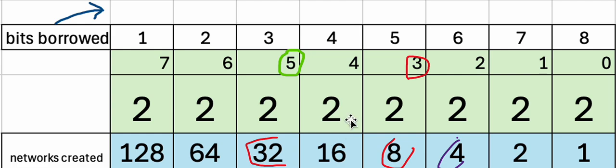Now, what would happen if we borrowed 2 bits? How many networks would be created? That's right. 2 to the second power, if we borrow 2, is 4 networks created. But how many hosts are available per network? 8 minus 2 is 6. So that means if we borrow 2 bits for the network, 6 bits are left over for the host, 2 to the 6th. So that's 64 hosts per network that are available. You have to subtract 2, so it's 64 total, 62 that are usable.